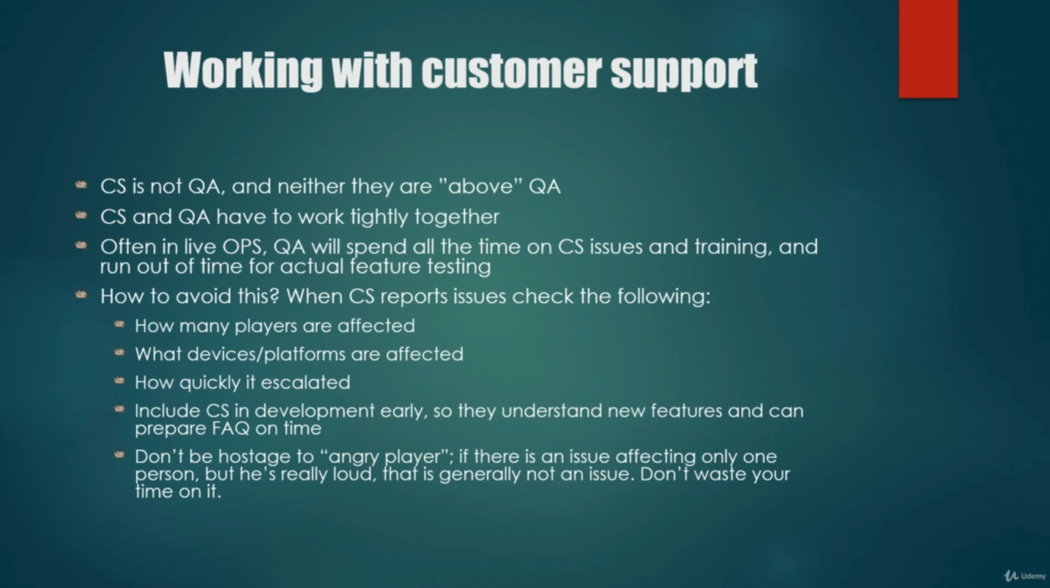So ask the customer support team, when they're reporting issues, to check the following things. Firstly, very important, how many players are affected by something. Of course, it's hard to give percentages, but it's very different if you have one very loud player complaining about something and nobody else is complaining about that, or if you have tens or hundreds of tickets of people complaining. Check what devices and platforms are affected. Sometimes it's very narrow. It just affects a specific device or operating system or combination of device and operating system.